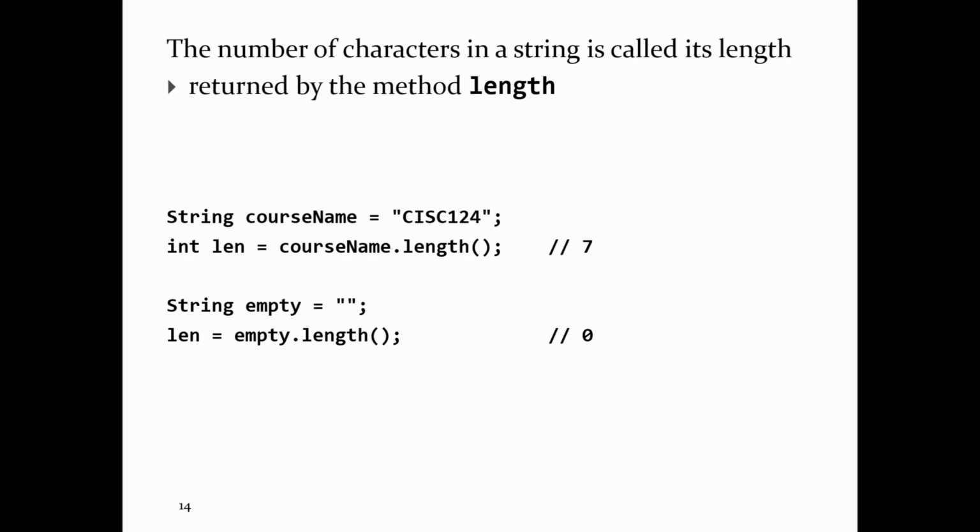So here I have a string, courseName. If I want its length, it's dot length, round bracket, round bracket. So you call the length method with no arguments. And of course, in this case, it gives you back 7, which is no surprise. The empty string is just double quotes with nothing in between. If you ask for its length, you get back 0. So it's possible to have a zero-length string.